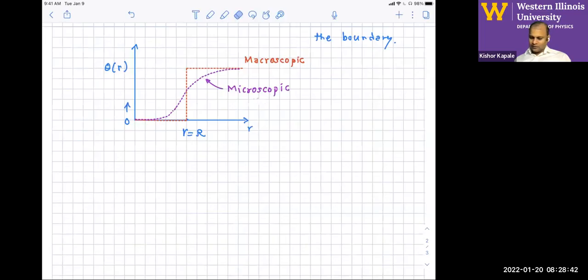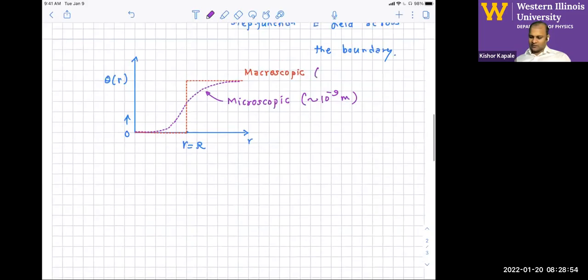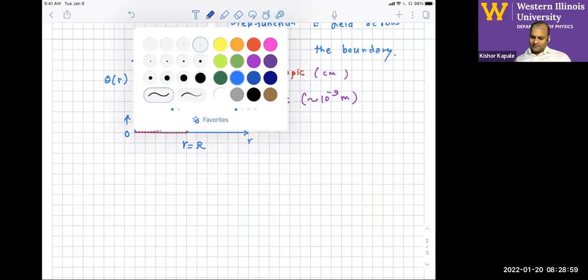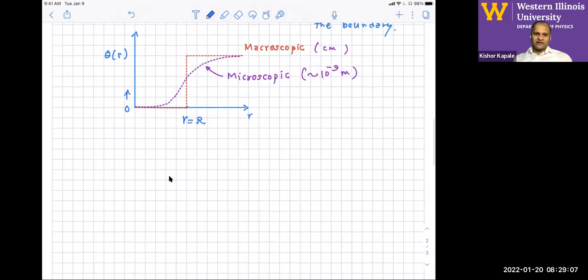Okay, so that's good enough, and that's at a very different distance scale. You need to remember that. Let's write that here: 10 to the minus 9 meter distance scale, and this is several centimeter distance scale. Everybody with me so far? Does that make sense? This is crucial in EM because you always have to do that.